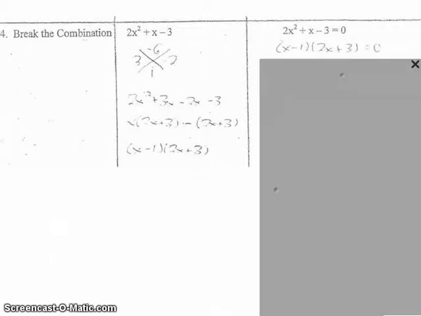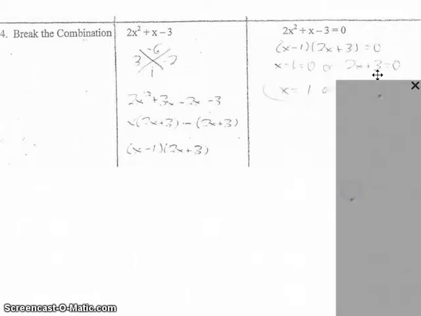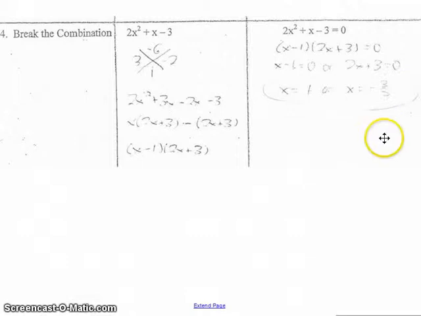So on the right, I've got this same question now, but set equal to 0. So I've got that same result here, (x - 1)(2x + 3) = 0. If the left is true, it can either be x - 1 is 0, or it could be 2x + 3 is 0. If x - 1 is 0, x must have been 1. If 2x + 3 were equal to 0, then x must be equal to -3/2.